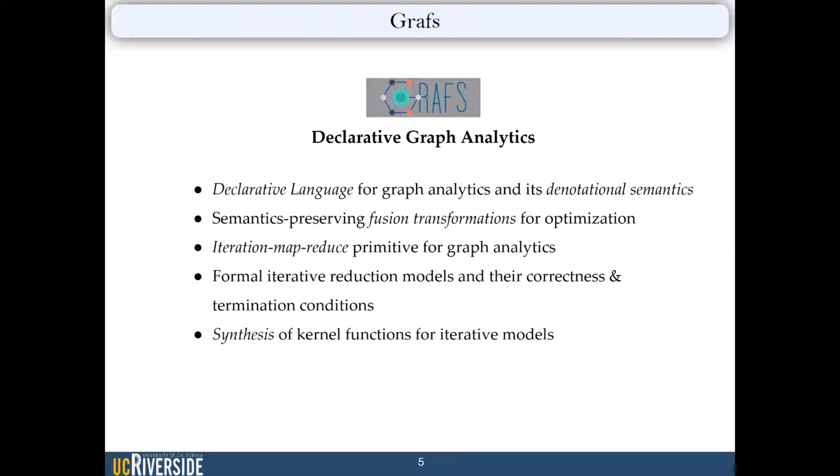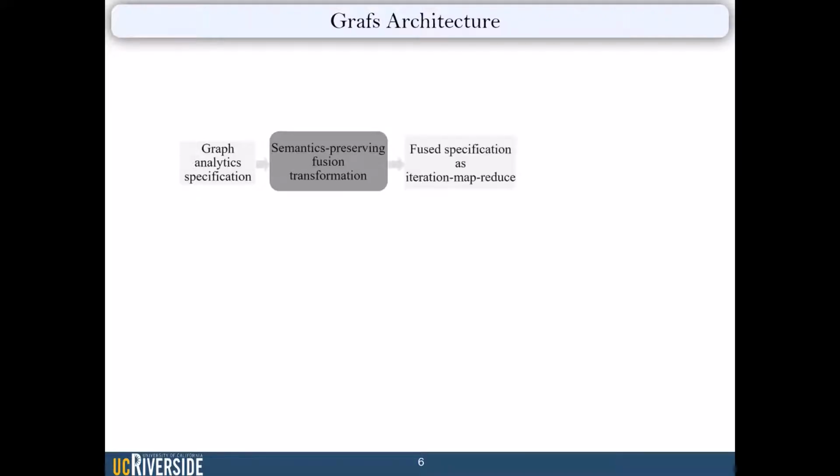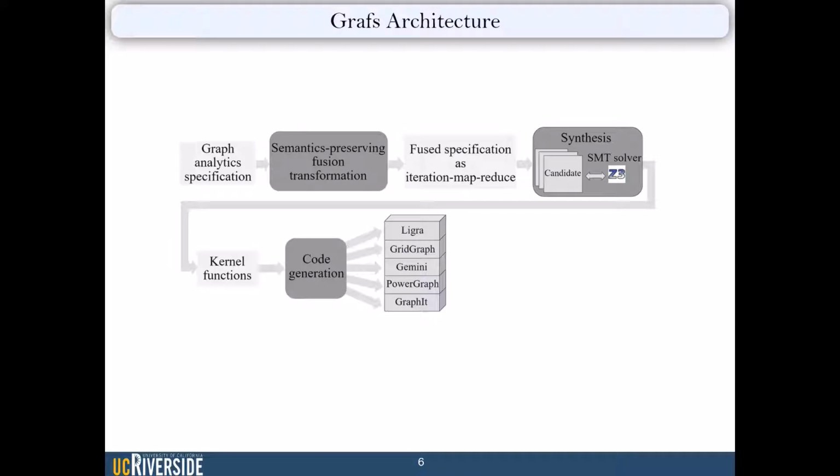Having the vision of using automated reasoning to build rigorous systems in mind, Grafs synthesizes kernel functions for iterative models and generates code for 5 high-performance graph frameworks. The workflow of Grafs is as follows. Given the specification of a program, the fusion rule transforms the specification to the three primitives of iteration, map, and reduce. Then the fused form is passed to the synthesis engine to generate correct and constructive kernel functions. Finally, given the kernel functions, the low-level implementations for each framework are generated.